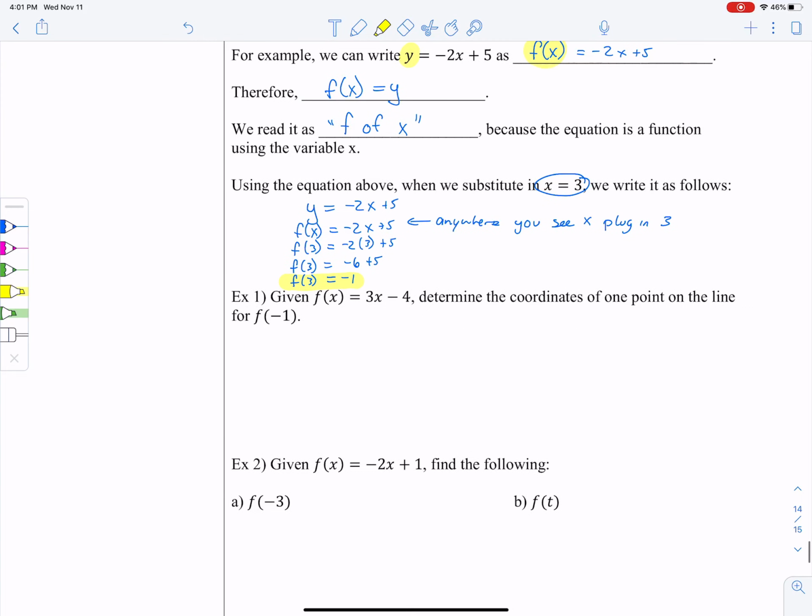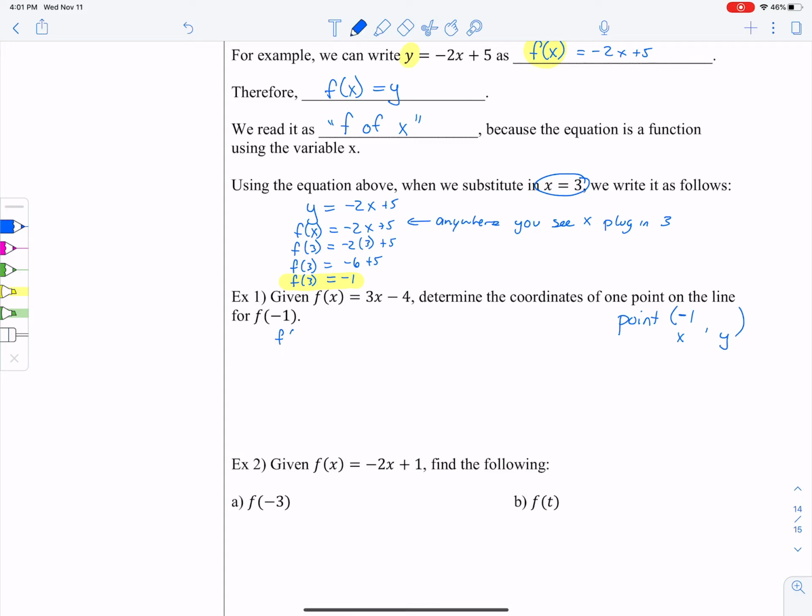This next example says, given that f of x is equal to 3x minus 4, determine the coordinates of one point on the line for f of minus 1. So our point, I'll write it over here, is always going to be x comma y. So we already know that the x is negative 1 because it's telling us x is negative 1 right here. So we just have to find the other part, the y. So let's start filling this out.